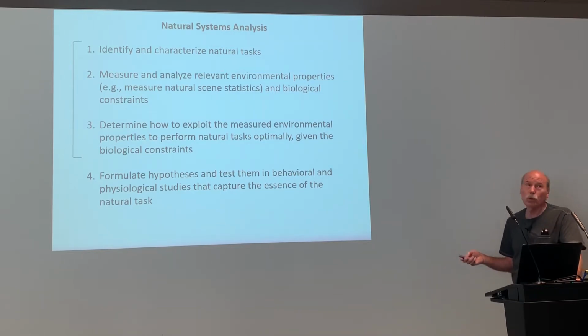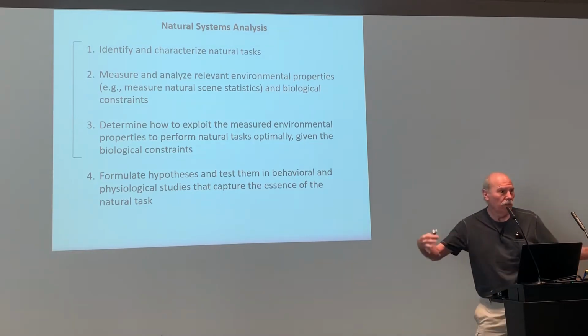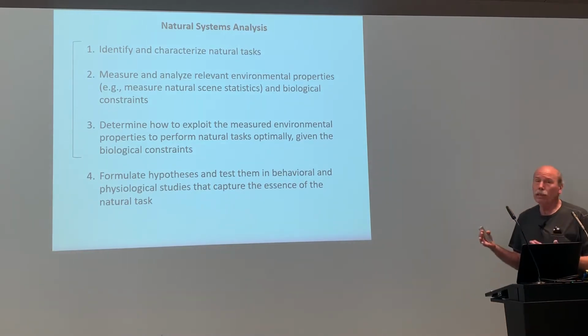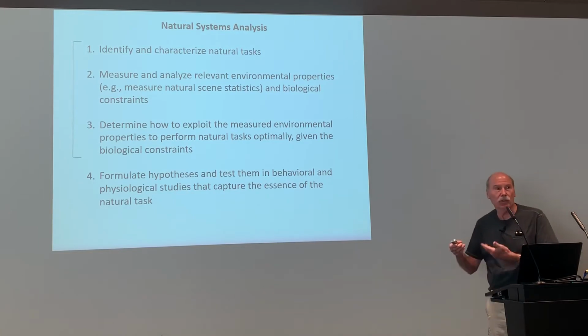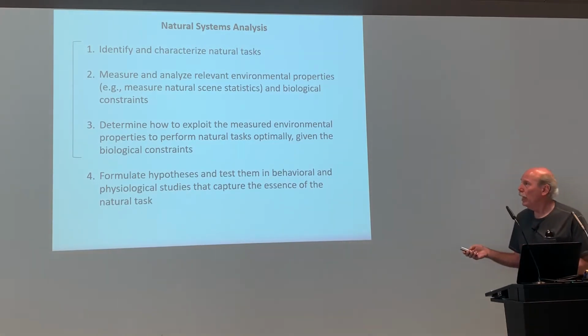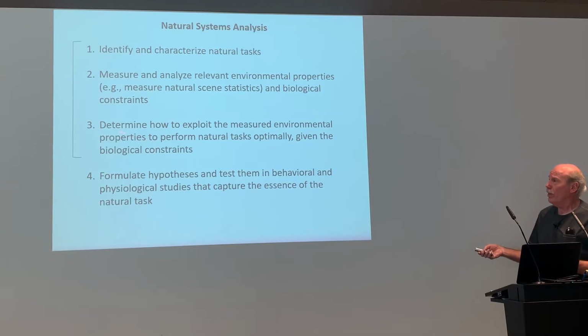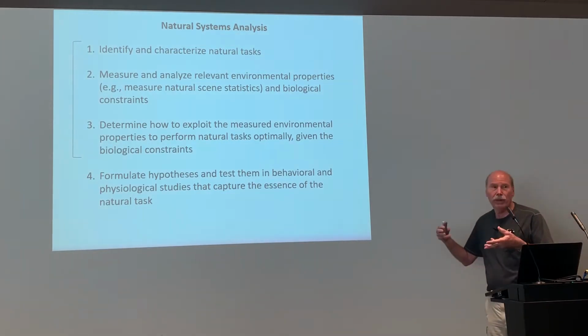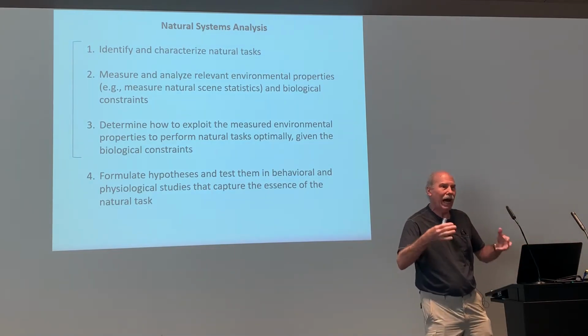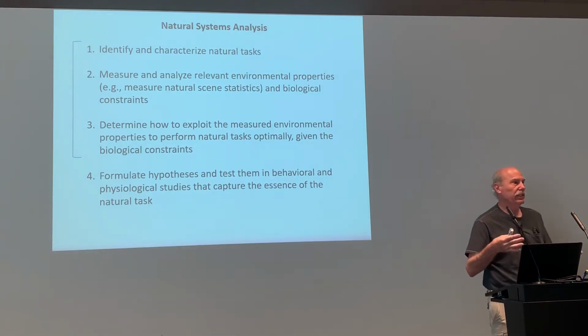First, try to characterize what those natural tasks are. What is it that you do? Then go and actually try to measure and analyze the relevant environmental properties in the environments, natural scene statistics, as well as biological constraints in the organism that we know are there, those that are relevant to those tasks. And then the next step, more of our thing, is to try to determine how to use those measured properties to optimally perform whatever that task is.